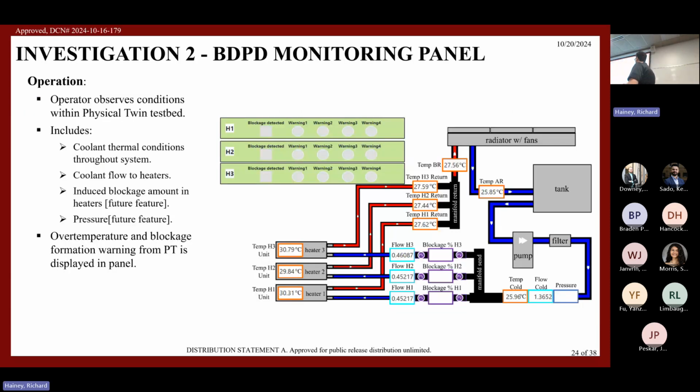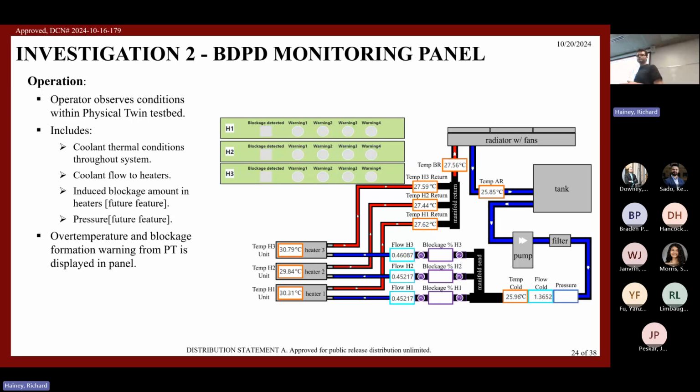And here is a control panel for our digital twin, physical twin test bed. You can see a real-time monitoring system for the physical system. Temperatures at different points, the flow to each one, just to make sure it was all balanced, and such like that. In the top left is the information that will be coming from the digital twin. It will automatically display if there's a blockage or a suspected blockage or overheating warnings coming from one or more of these heaters.